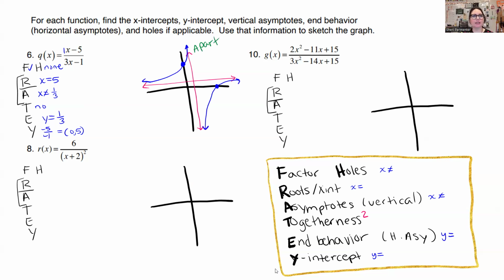Moving on, question number 8. So question number 8, am I factored? Yeah, I'm factored. Are there any holes? Is there a factor on the top and on the bottom that can cancel? No holes. Roots come from the top, asymptotes come from the bottom. Roots on the top. Is there any X in the top? No. No roots because there's no X in the numerator.